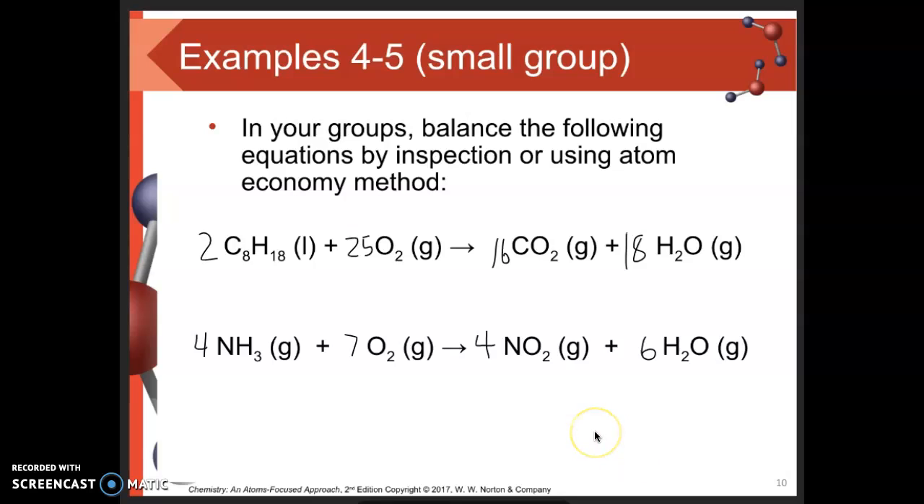So our next video will concern how we use these balanced chemical equations to actually solve problems and to predict the amount of reactant, the amount of product that we need. It's a process known as stoichiometry.